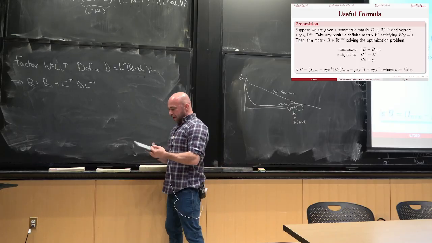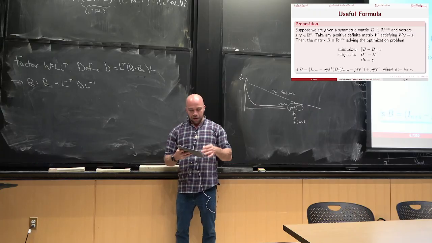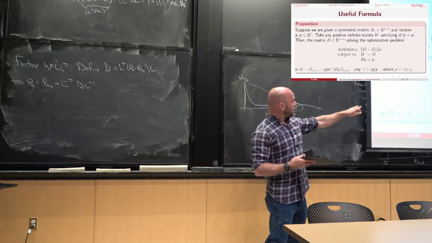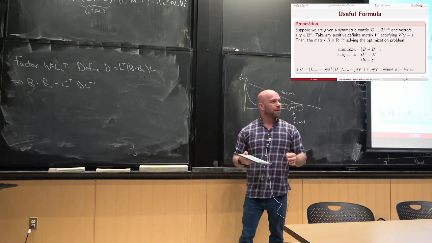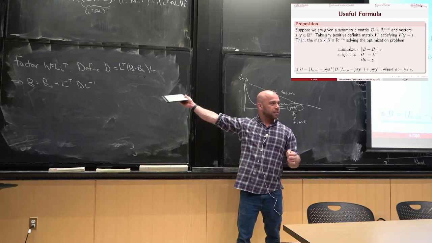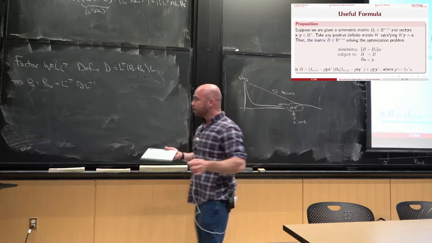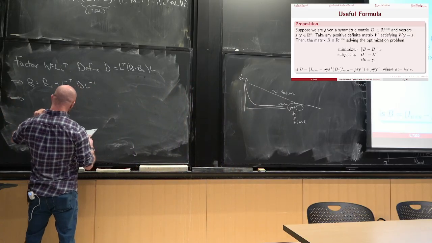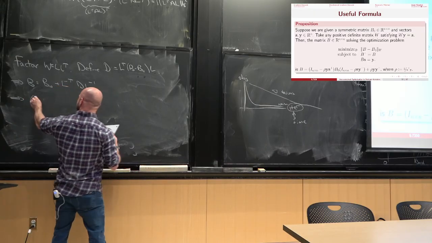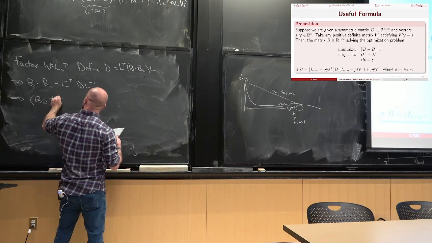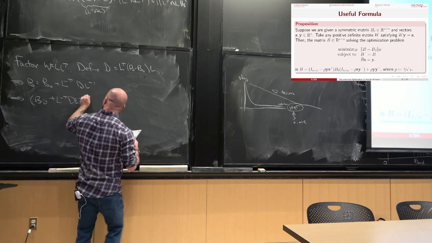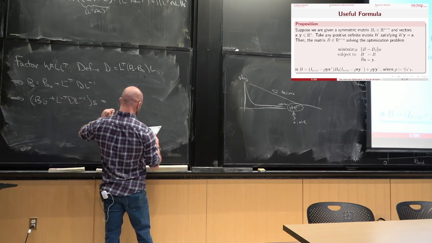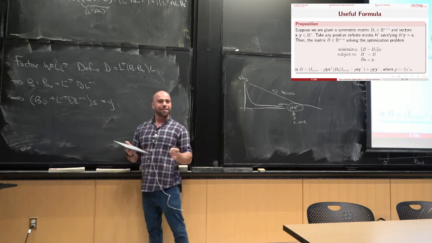Okay. So in particular, one thing that we know from our constraint here is that B times S is equal to Y. And we can ask, what does that imply about our matrix D? So in particular, we have B times S equals Y. We have a formula for B. B naught plus L inverse transpose D L inverse, times S, is equal to Y. Like that. Cool.